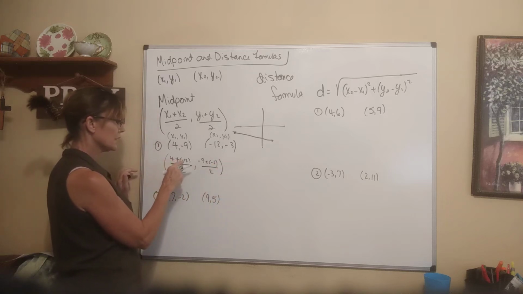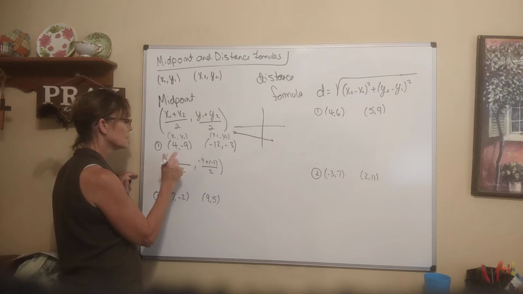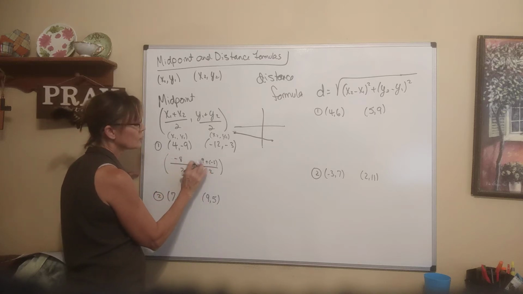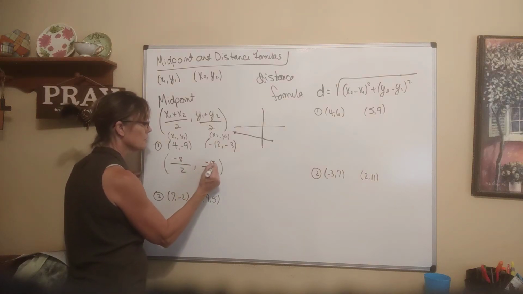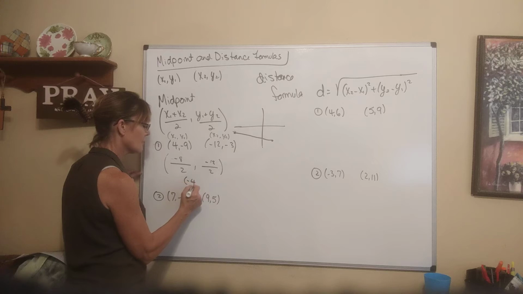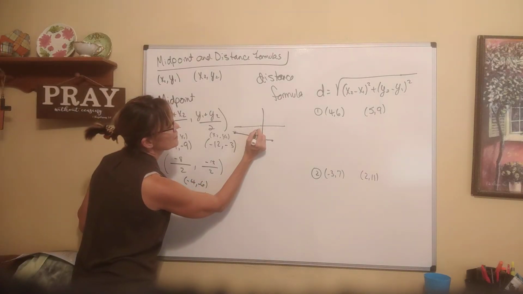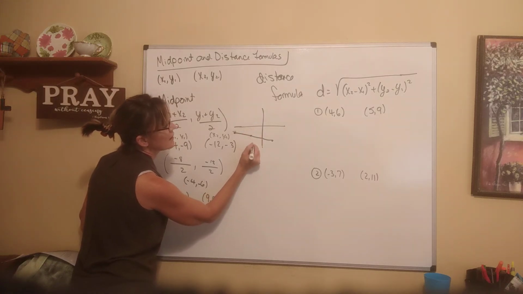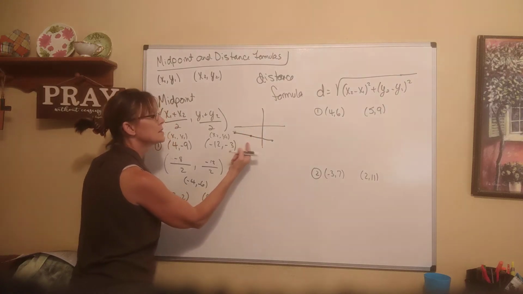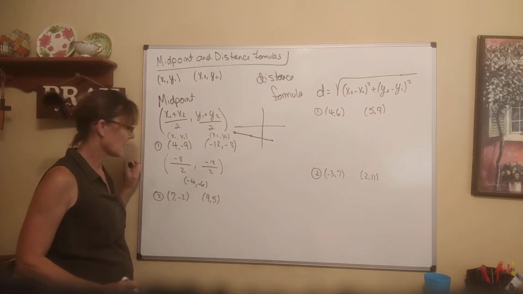So 4 plus -12 is -8, and -9 plus -3 is -12. So we find that the midpoint is at -4, -6. All right, let's estimate this. Let's go over -4 and down -6, and that's about right there. This is just a little sketch, but you can see what it's going to do. It's going to find the midpoint of those 2 points.